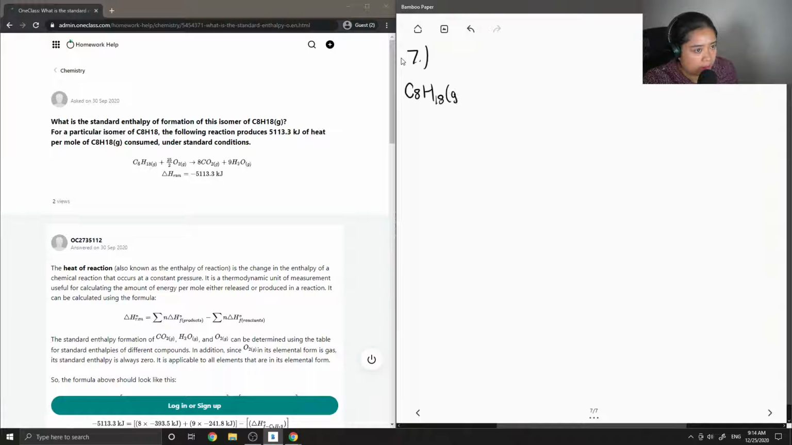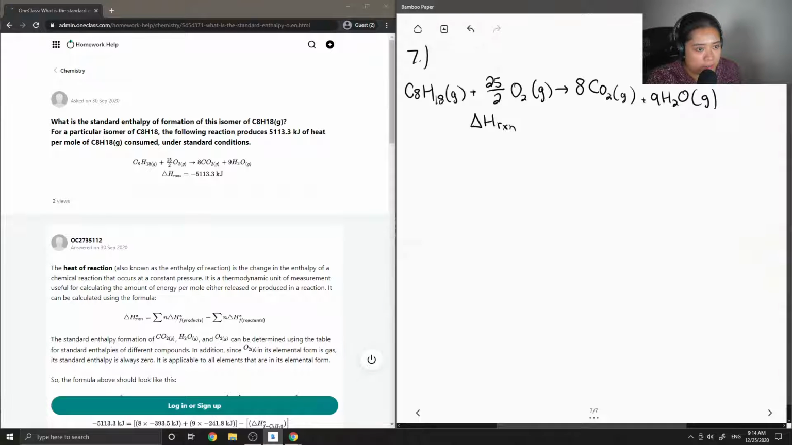Octane gas plus 25 over 2 oxygens makes 8 carbon dioxides plus 9 H2O gas. Okay, so they also give us the delta H of the overall reaction, which is negative 5,113.3 kilojoules.